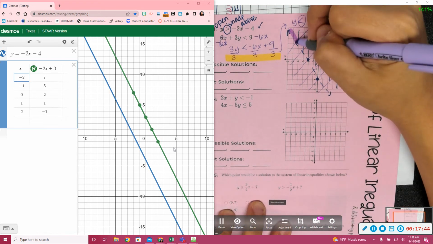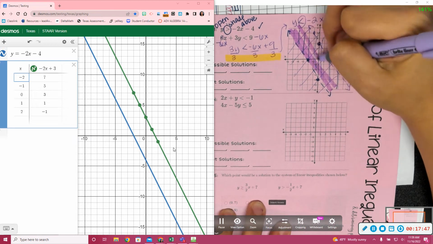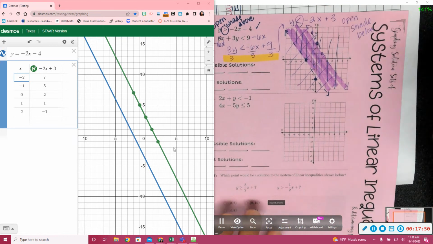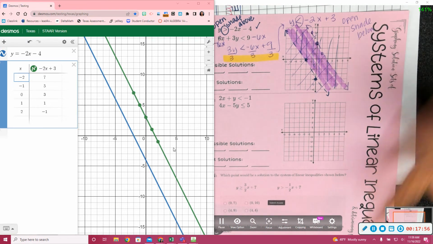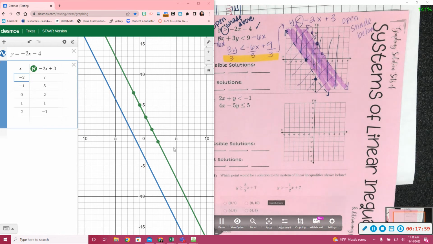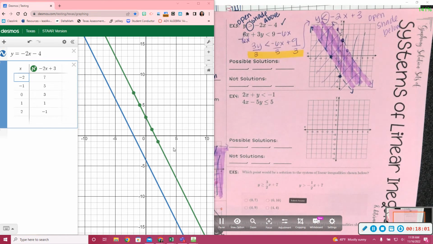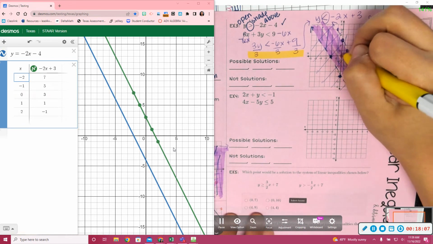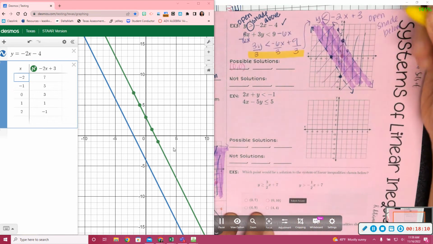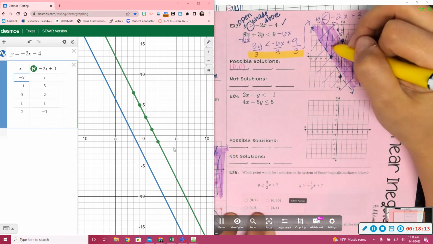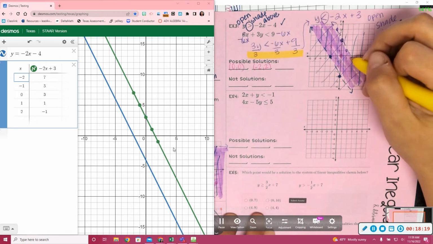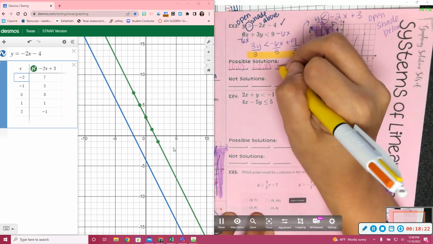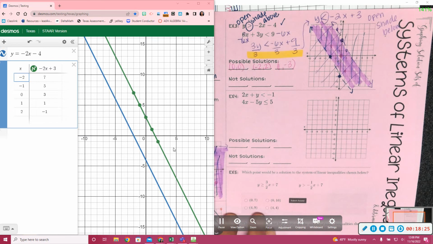So the double shaded area becomes this area right here. Yes, they're parallel, but unlike equations, there is an intersection because it's two shaded parts that are intersecting each other. So possible solutions, we have the origin as a possible solution. We have -2, 2. We have 1, -3. I'm just choosing random points in that shaded area.